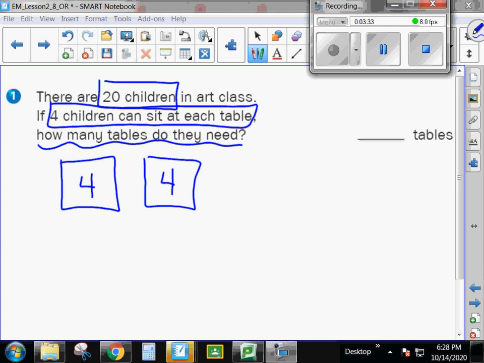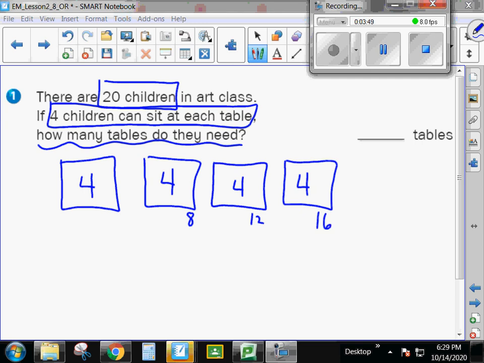Okay, so if I have 4 and 4, now I'm at 8. I draw another 4, and now I'm at 12. See how I'm kind of keeping track with a number down at the corner? I draw another 4, and now I'm at 16. And I draw another 4, and I'm at 20. Okay, so now all 20 of my kids are seated.